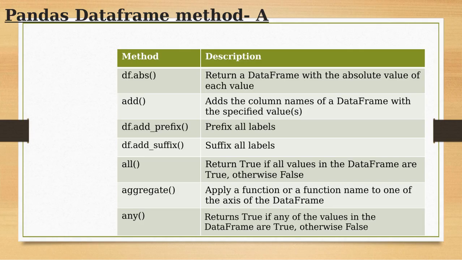add() adds a specified value or another data frame or series to the existing data frame elements. add_prefix() adds a specified prefix to the beginning of every column name, useful when combining multiple datasets. add_suffix() adds a specified suffix to the end of every column name. This helps distinguish similar columns after merging data.